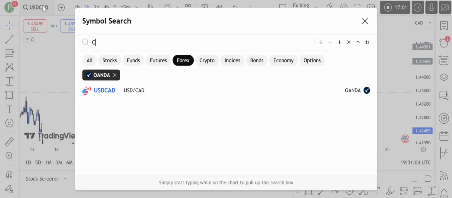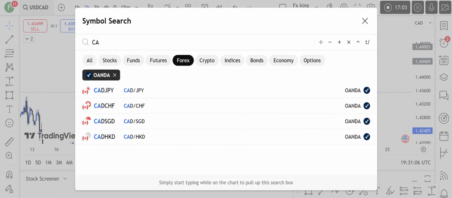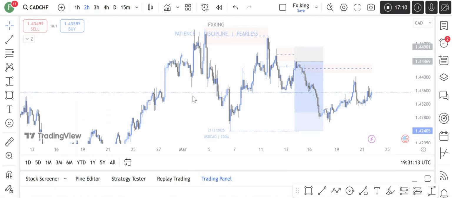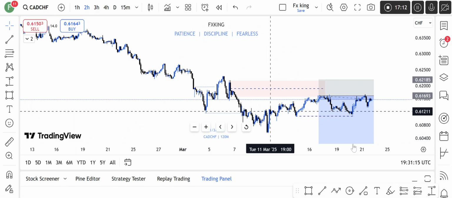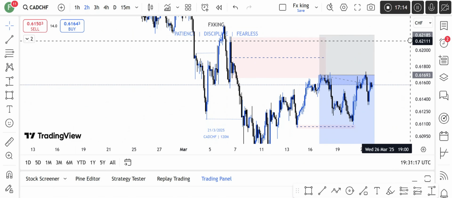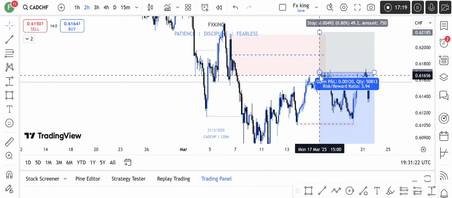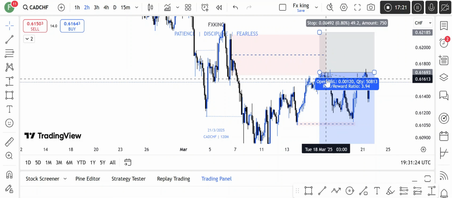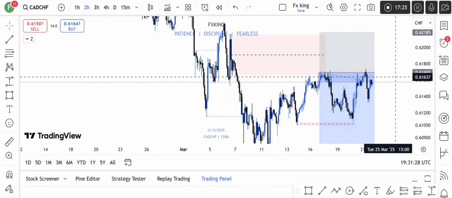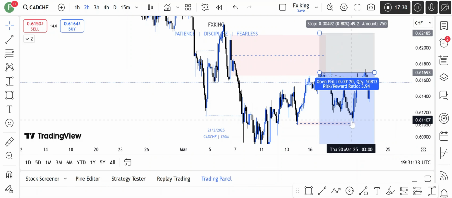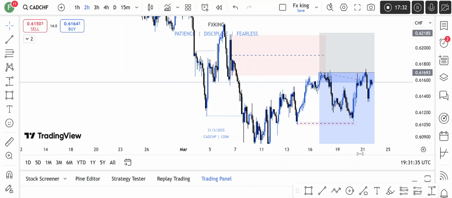I gave a trade on CAD, on Canadian dollar. Was this CHF or JPY? I cannot really remember. I gave a trade on Canadian dollar. Yes, it was this trade. I gave it immediately around this zone here. When I gave this trade, it started dancing around. We closed this trade with small losses because I entered a little bit late, and all this move occurred the next day.